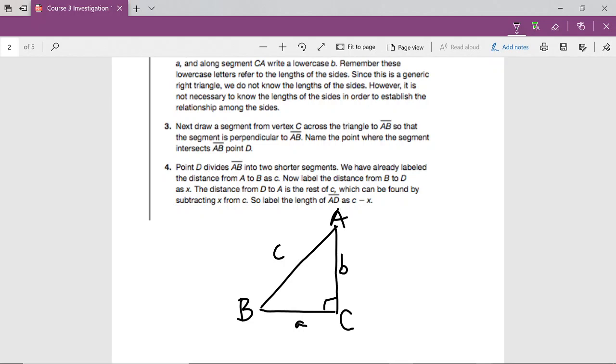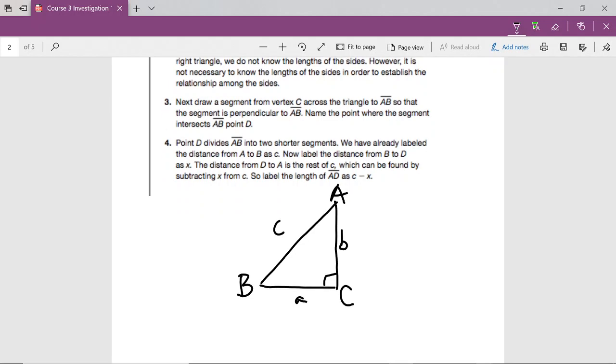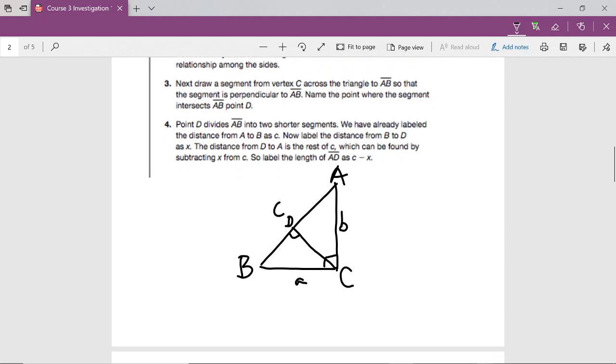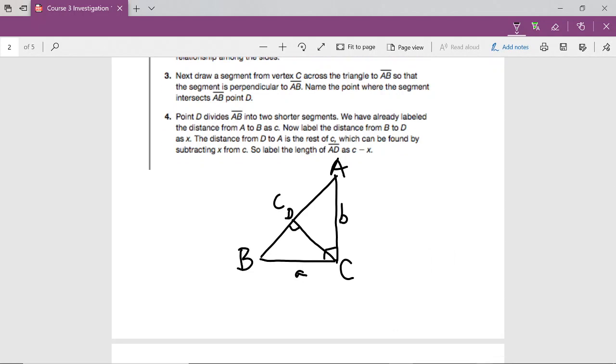Next, draw a segment from vertex C across the triangle AB so that the segment is perpendicular to AB, meaning going from this vertex, we're going to draw this line so that this is perpendicular. We are going to call that vertex D. So this vertex right here is D. Point D divides AB into 2 shorter segments. So it's dividing this C value, the side length of that hypotenuse, into 2 different amounts.